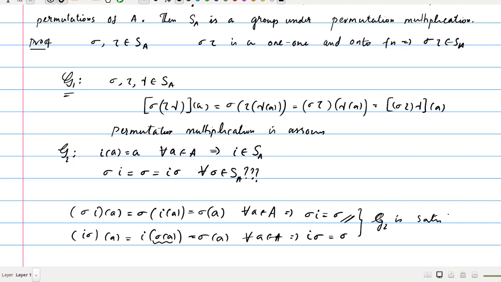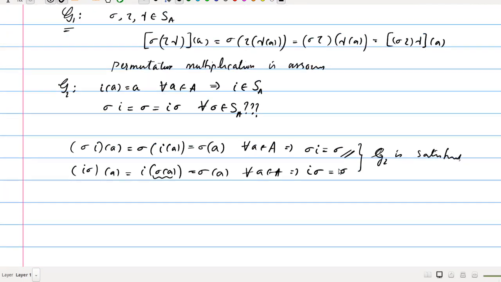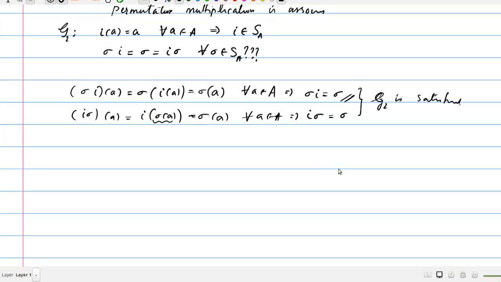G2 is satisfied. Next we have to prove that the inverse exists for every element of that SA. So in order to prove the third axiom, we start with a sigma belonging to SA, and we define sigma inverse of A prime as A if sigma of A is equal to A prime. This is the definition of a new function, defined by ourselves.